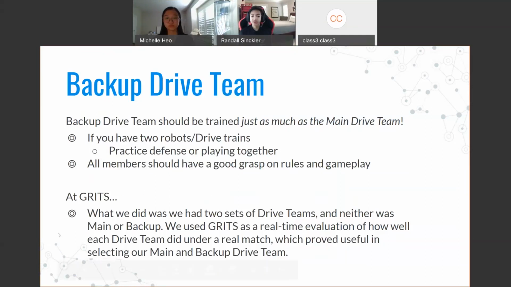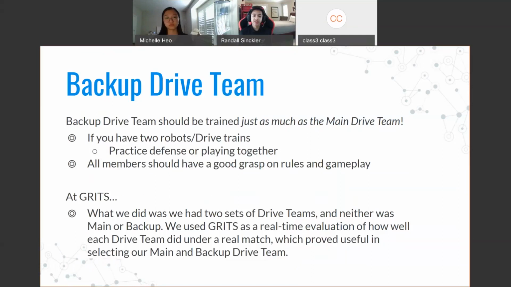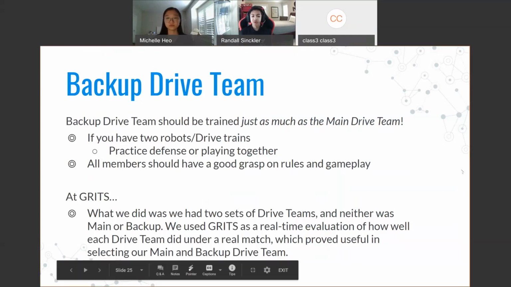GRITS is also a good opportunity to decide which drive team should be the main one and which should be the backup. Practicing by yourselves is nothing like a real match, and you need to make sure your drive team can handle the pressure of a real match. Using GRITS as a real-time evaluation is a very effective way to give your drive teams more experience and figure out which can better handle pressure.